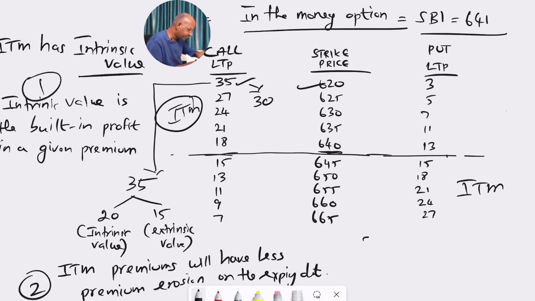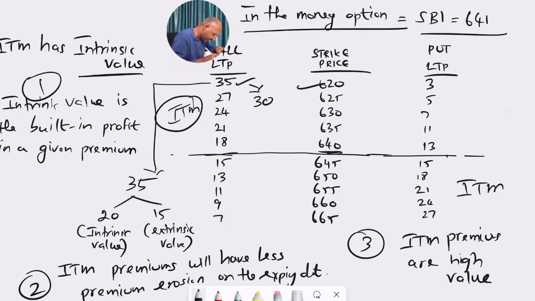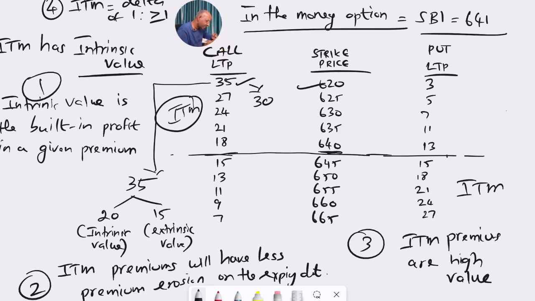Point number 2, and point number 3 is because all the in the money premiums have an intrinsic value, they are expensive or high value. And there is a fourth point. In the money premium will have a delta of 1 is to greater than or equal to 1, which means when SBI stock price moves by 1 point, the in the money call option premiums will also move by 1 point or greater than 1 point, right? So these are the 4 key points that you need to remember when it comes to in the money options.